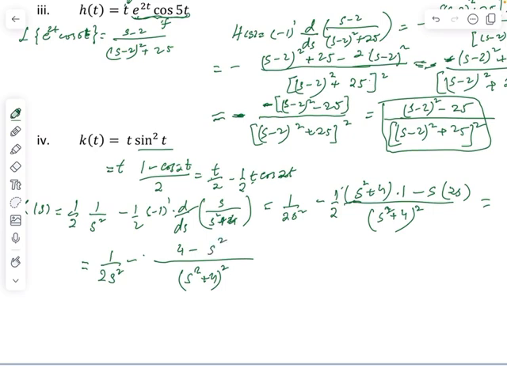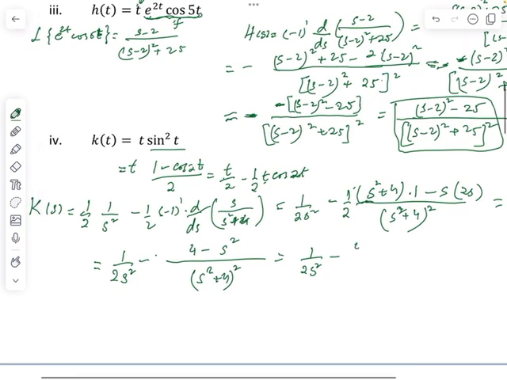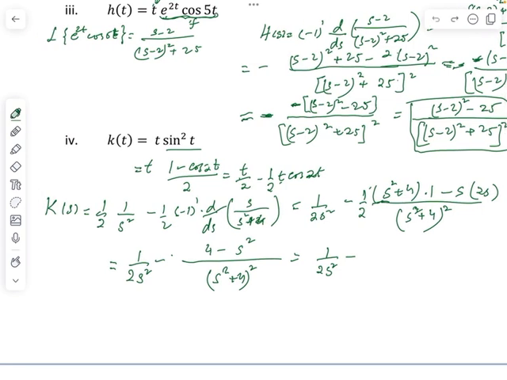So we can leave it like this. This is our answer, 1 over 2s squared minus (4 minus s squared) over ((s squared plus 4) whole squared). And if you want, you can factor out the negative sign on the top and write it as plus (s squared minus 4) over ((s squared plus 4) whole squared).